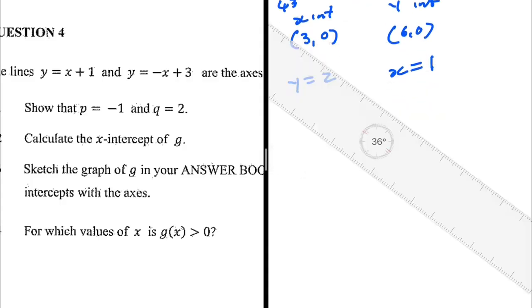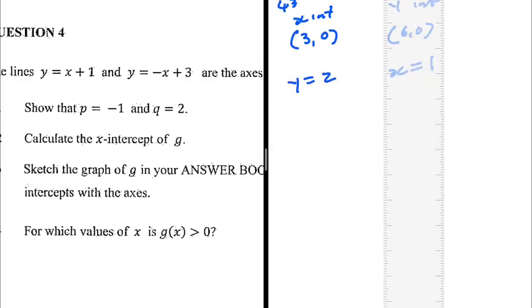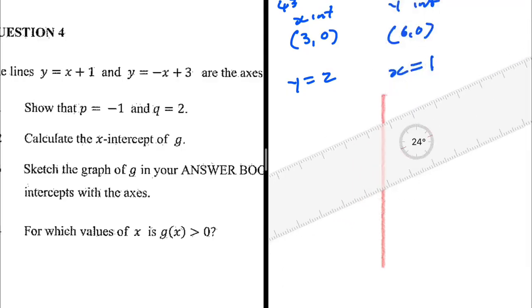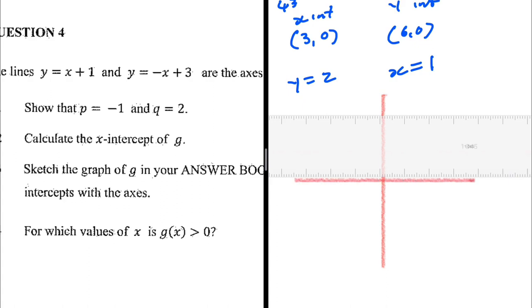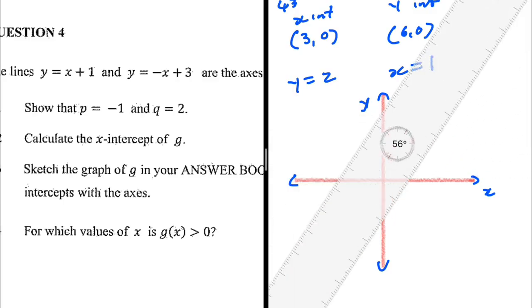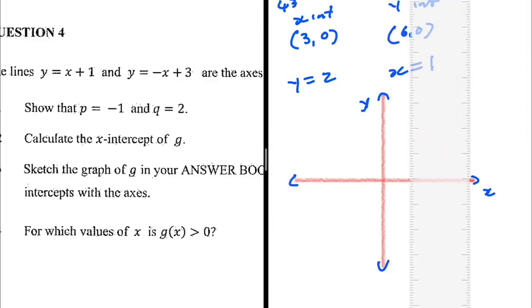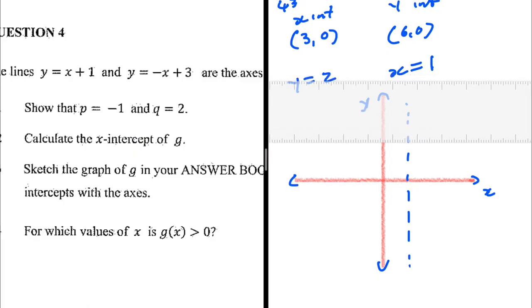Now we can sketch. We need our axis. So the y-axis and the x-axis. There we go. And then this is the y and this is the x. We need our asymptotes. We have an asymptote x is equals to 1. So right here we have an asymptote. So there we go. And then another one, y is equals to 2. So somewhere here we have an asymptote.